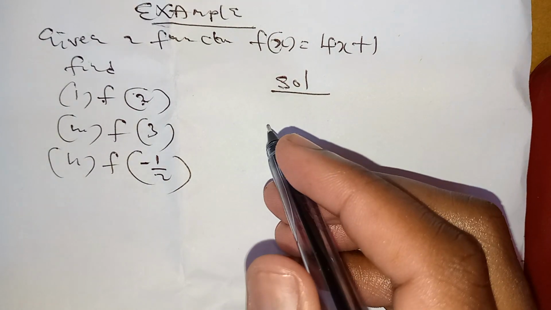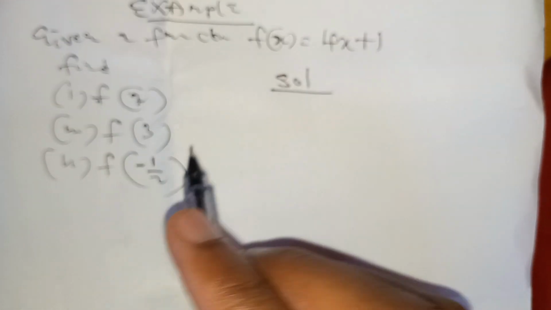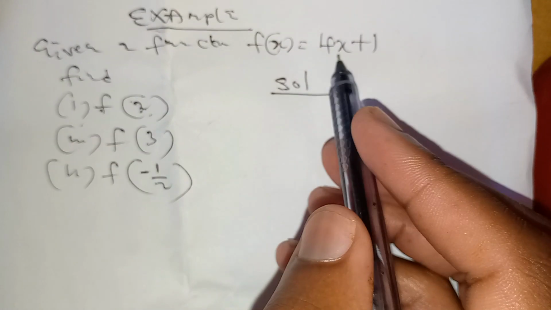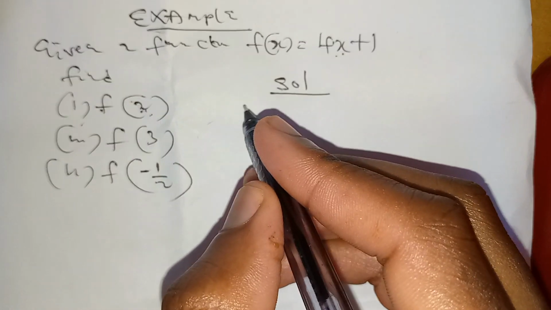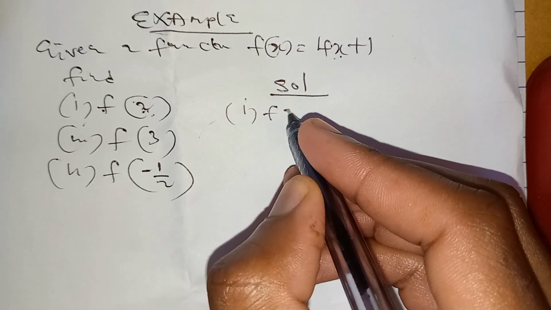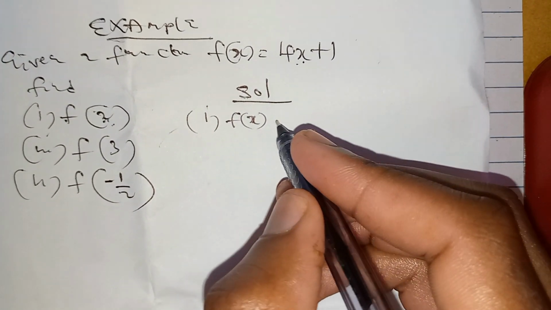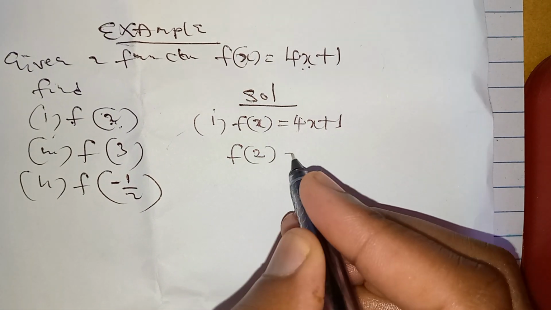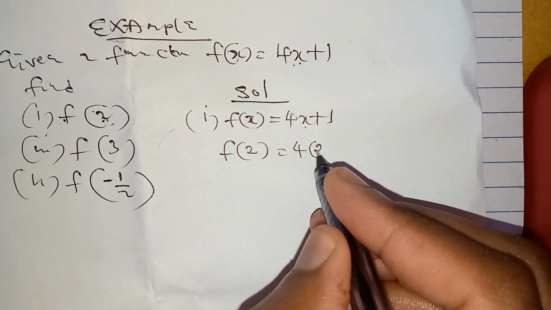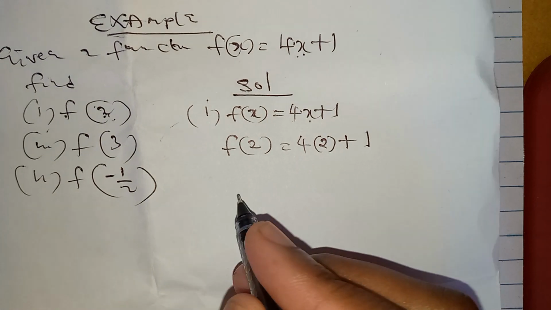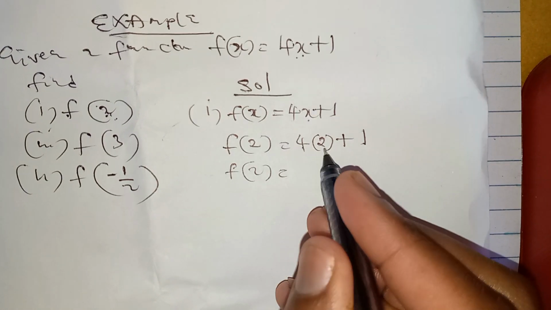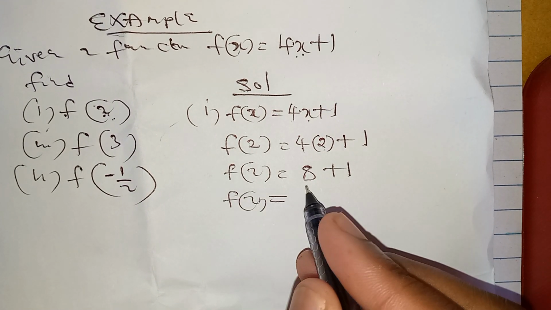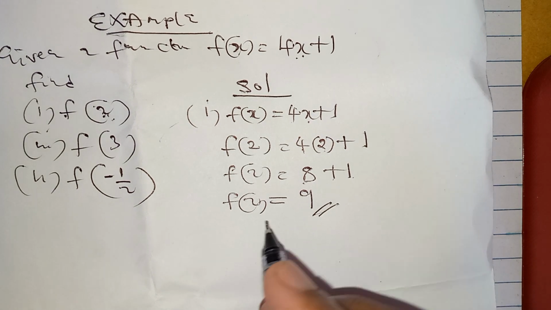It's basically replacing in the original function. For example, the first one, f of 2. In this function, where we have x, we substitute with 2. So first write the original function, f of x equals 4x plus 1. Then f of 2 is going to be 4, where we have x we put 2, then plus 1. So f of 2 is 4 times 2, which is 8, plus 1, which is 9. So this is the first part.